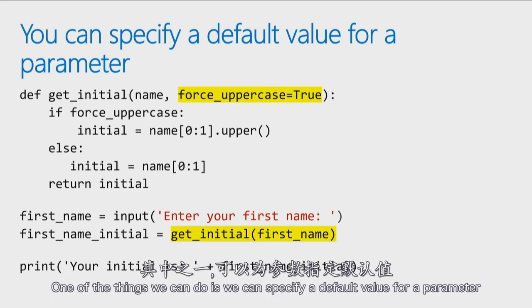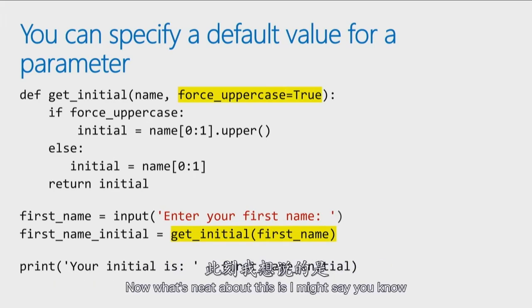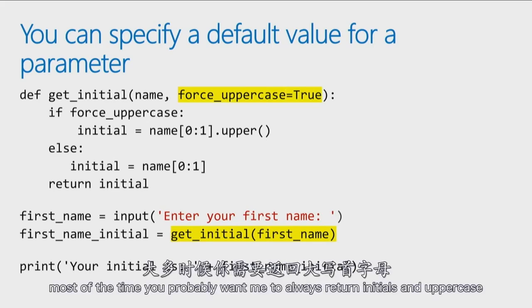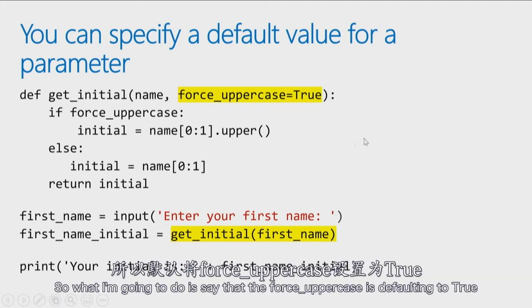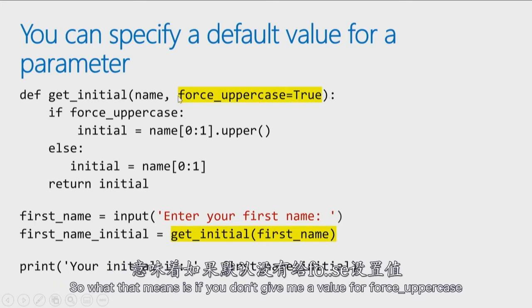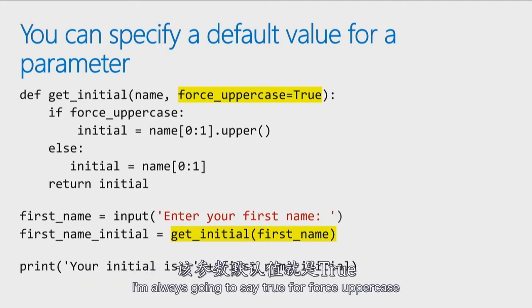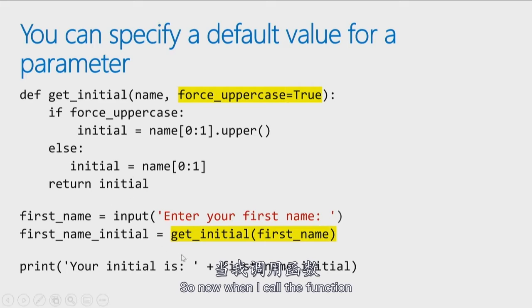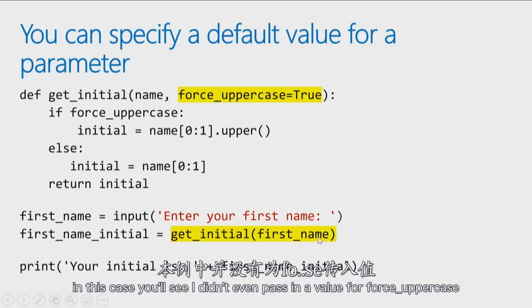One of the things we can do is specify a default value for our parameter. Now what's neat about this is I might say, most of the time you probably want me to always return initials in uppercase. So what I'm going to do is say that force uppercase is defaulting to true. What that means is if you don't give me a value for force uppercase, I'm always going to say true for force uppercase. So now when I call the function, in this case you'll see I didn't even pass in a value for force uppercase.